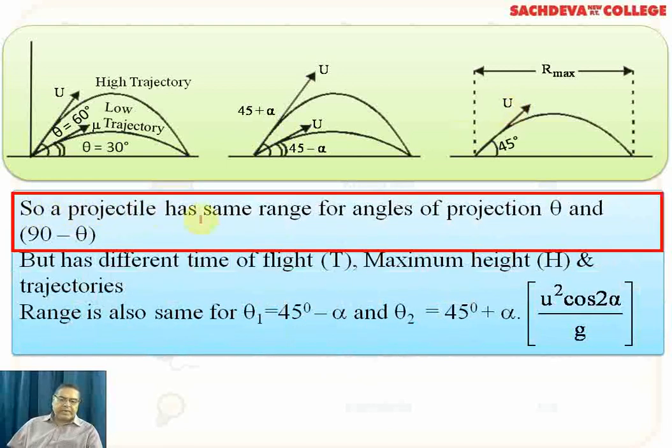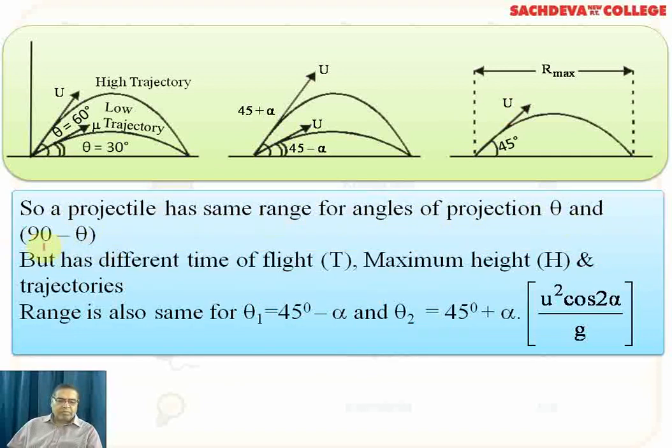So a projectile has the same range for the angles of projection theta and 90 minus theta, but has different time of flight, maximum height and trajectories. Range is also the same for theta 1 equal to 45 minus alpha and theta 2 equal to 45 plus alpha. That is u square cos 2 alpha by g.